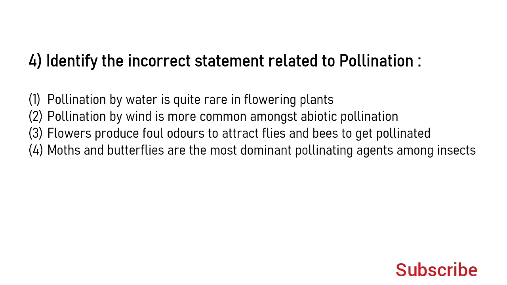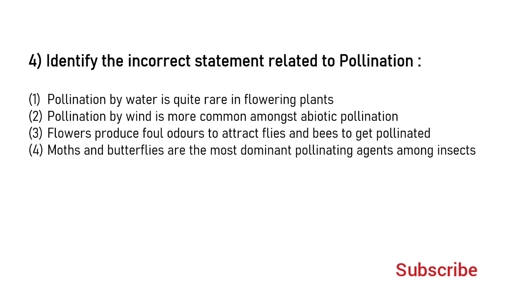Fourth question, identify the incorrect statement related to pollination. First, pollination by water is quite rare in flowering plants. Second, pollination by wind is more common amongst abiotic pollination. Third, flowers produce foul odors to attract flies and bees to get pollinated. And fourth, moths and butterflies are the most dominant pollinating agents among insects.